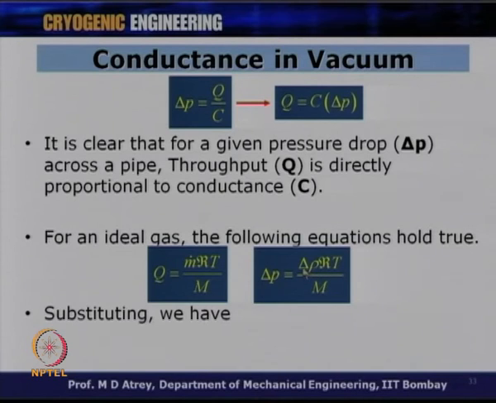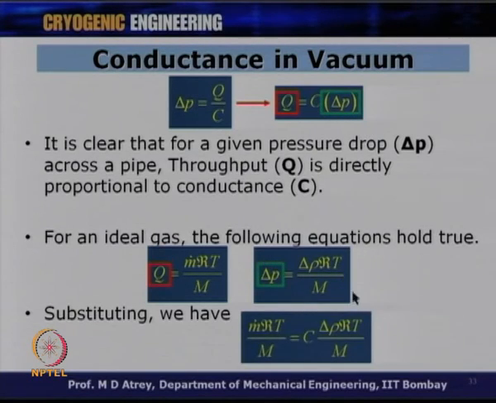Now, substituting these values in this equation, we can put this Q equal to this Q, and we can have delta P as this. Putting these values over here, we now get m dot RT upon m is equal to C into delta rho RT upon m. Delta rho is nothing but the density difference.